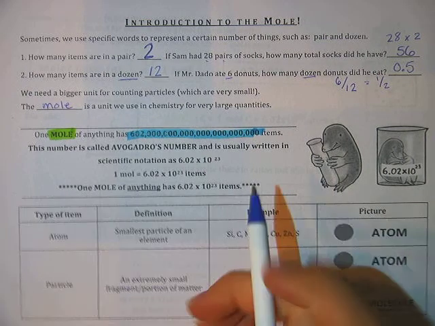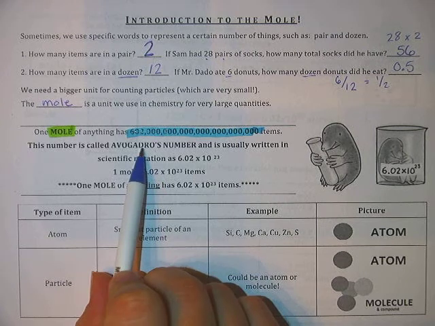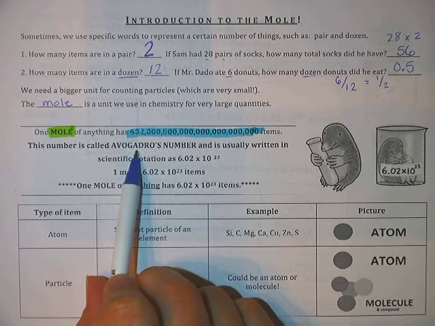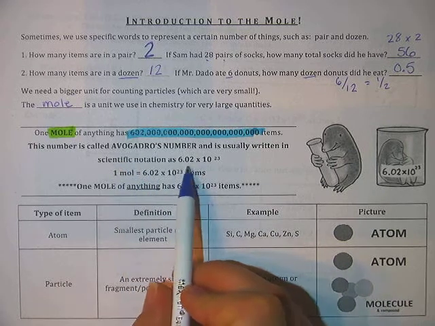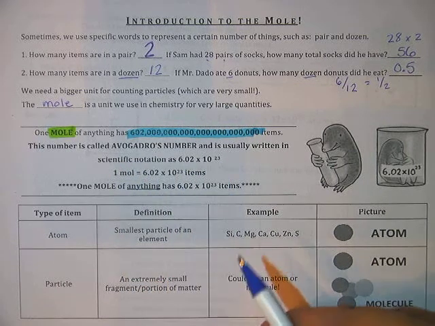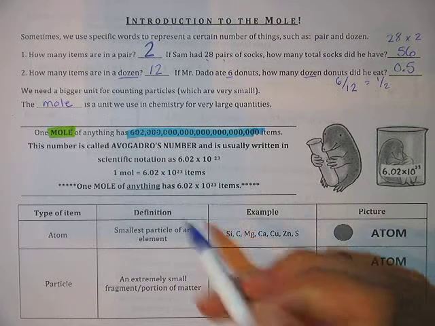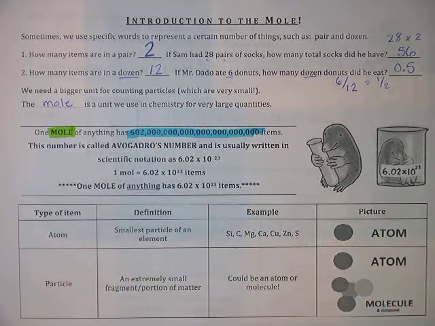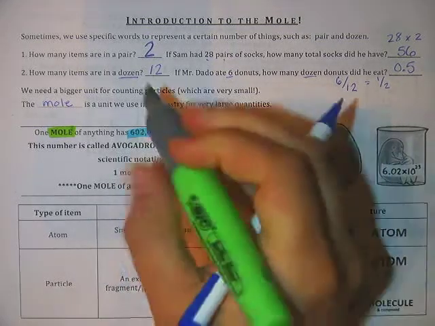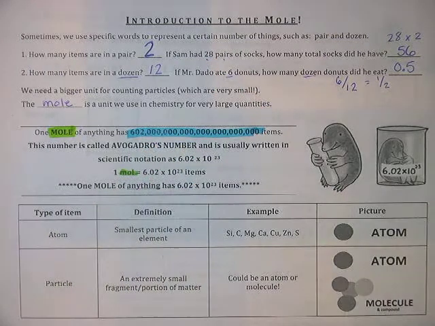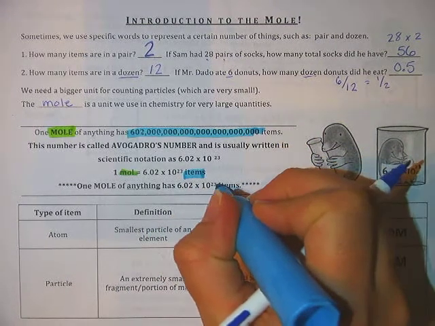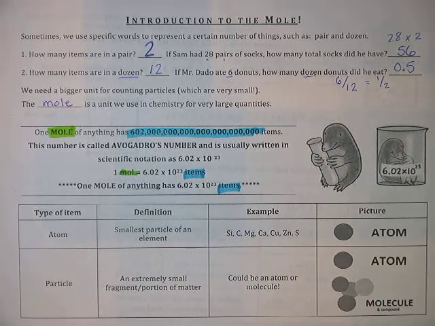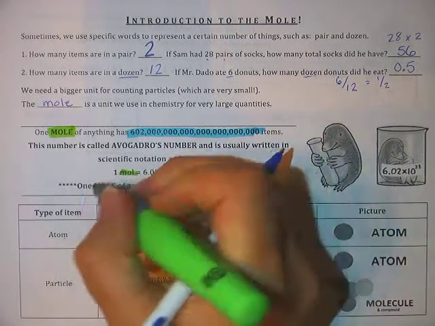This number is called Avogadro's number. It's named after a guy, Mr. Avogadro. And this number is usually written in scientific notation as 6.02 times 10 to the 23rd power. So 1 mole is 6.02 times 10 to the 23rd items. 1 mole of anything has 6.02 times 10 to the 23rd items.